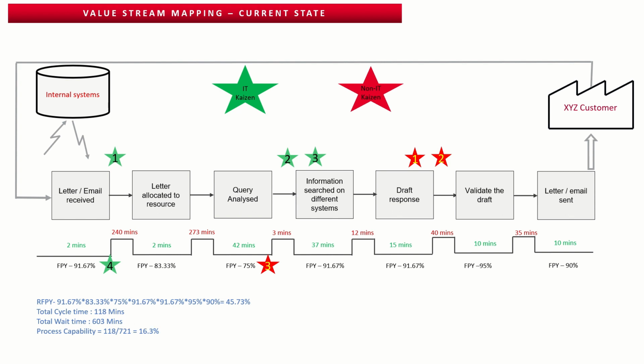Process efficiency is calculated by dividing the total cycle time by the total time. So 118 divided by 721 gives you 16.3%. So the process efficiency was very low for this particular process.